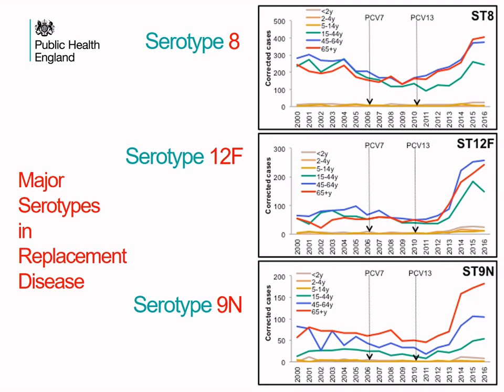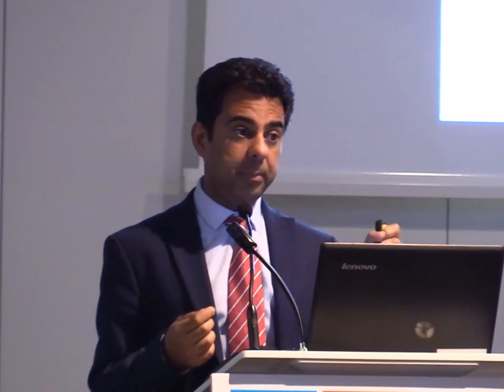So these three serotypes, 8, 12F, and 9N, are now responsible for 40% of all invasive disease in England and Wales, which I couldn't have told you 3 years ago. They have really taken over. They were always around, so it's not like they have suddenly appeared, but 3 years ago, they just decided to take off. All these serotypes are in the polysaccharide PPV vaccine, just so you know.